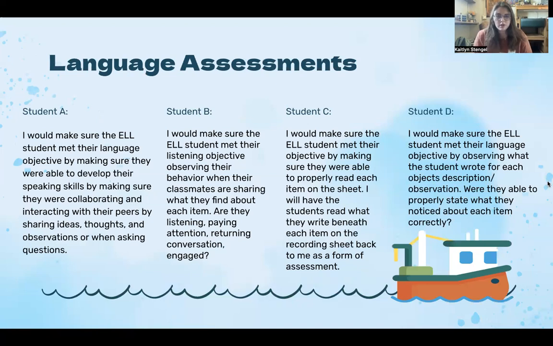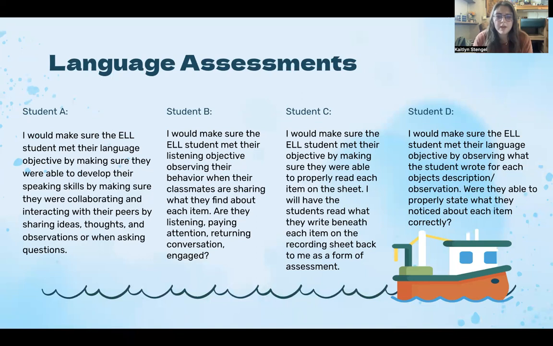So for each of the language assessments, for student A, I would make sure that the ELL student met their language objective by making sure they were able to develop their speaking skills, by making sure they were collaborating and interacting with their peers by sharing their ideas, their thoughts, their observations, or even simply when they asked questions. So I wanted to make sure that they are interacting with their team members that they are put with.